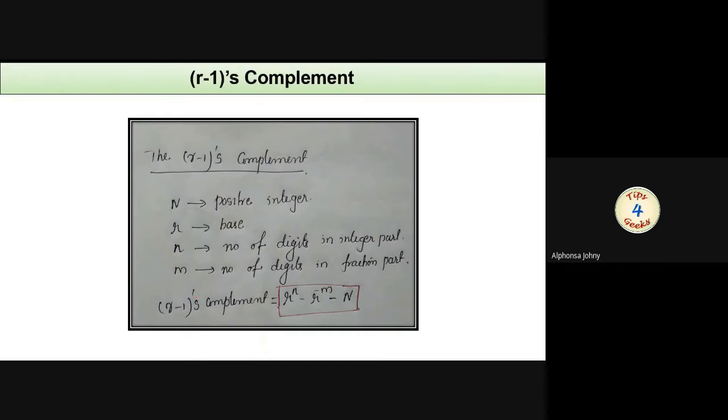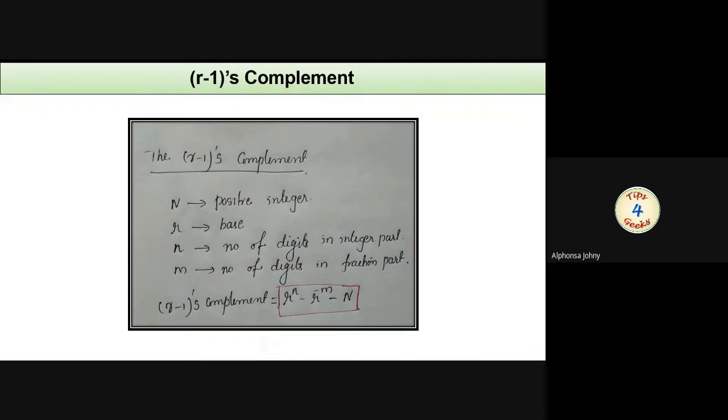So, in the decimal number system, 10's complement and 9's complement denote r's complement and r-1's complement respectively. And in the case of the binary number system, 2's complement and 1's complement denote r's complement and r-1's complement respectively. We have already seen that the equation used to compute r's complement is r raised to n minus capital N, where r is the base, small letter n is the number of integers, and capital N is the original number. So let's see the equation to compute r-1's complement.